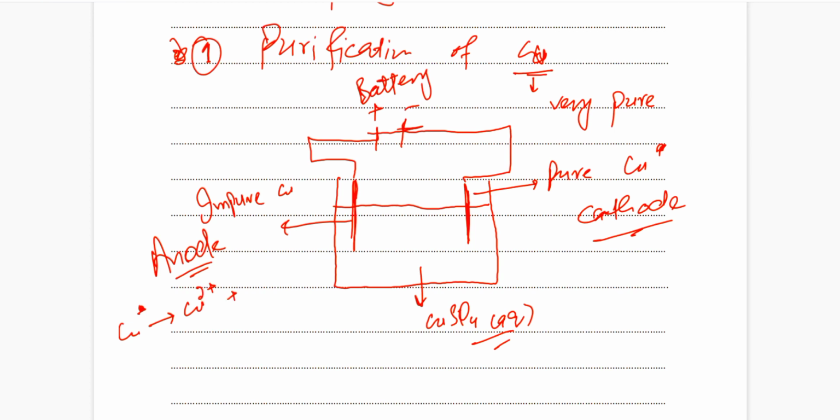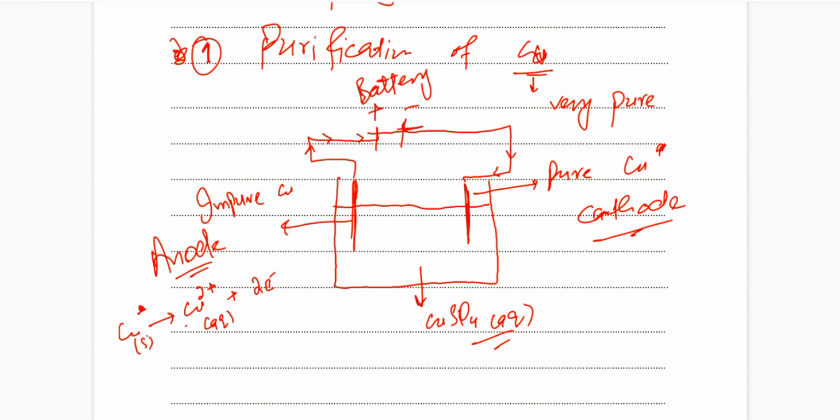As compared to this, sulfate, SO4 minus 2, will not be oxidized. Two electrons will be released, which will be given back over here. This copper, which is aqueous here, was a solid. As it releases electrons, it becomes soluble over here. Now it will move over here.